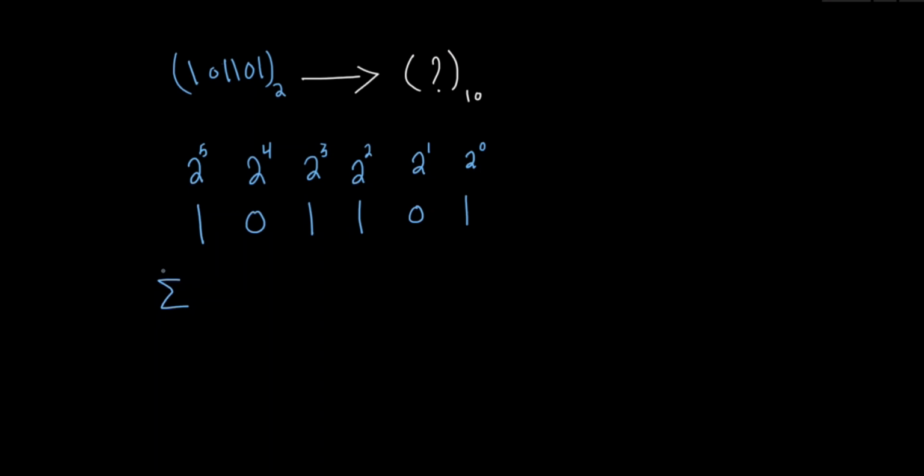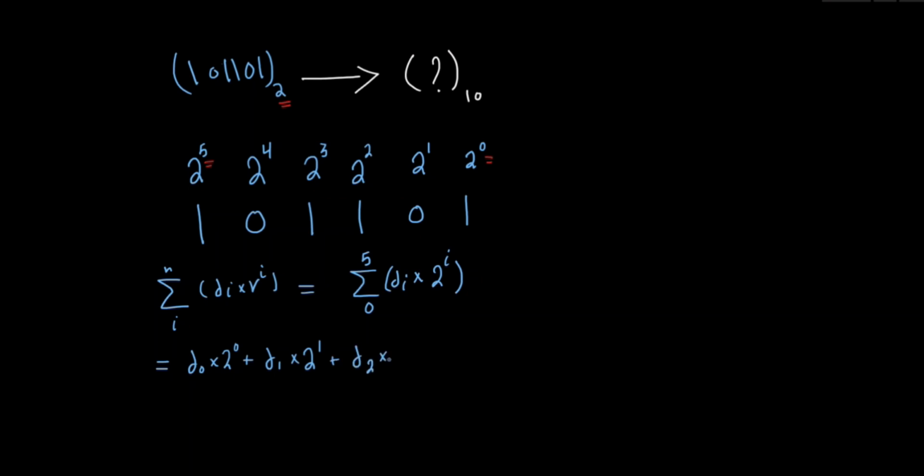And now let's have the formula, our summation formula. We have the summation from i to n of d_i times r to the power of i, and that equals the summation from 0, which is the index of the LSB, to 5, which is the index of the MSB. And then we have the digit times 2, because the base is 2, to the power i. And that equals d0 times 2 to the power 0, plus d1 times 2 to the first, plus d2 times 2 to the second, plus d3 times 2 to the third, plus d4 times 2 to the fourth, plus d5 times 2 to the fifth.